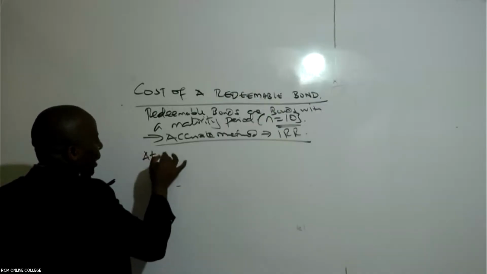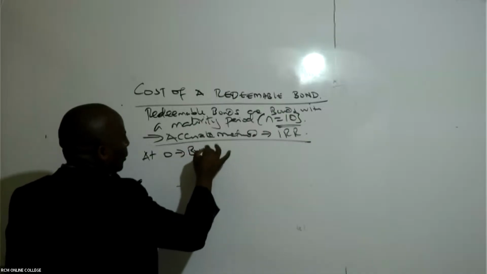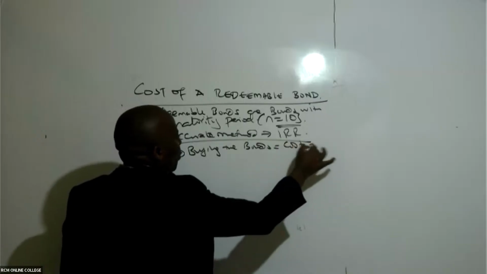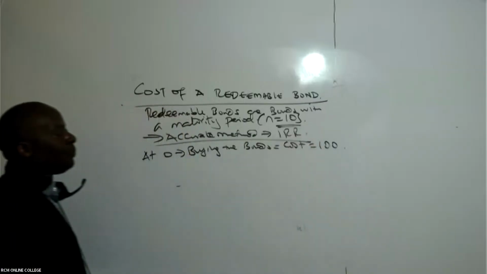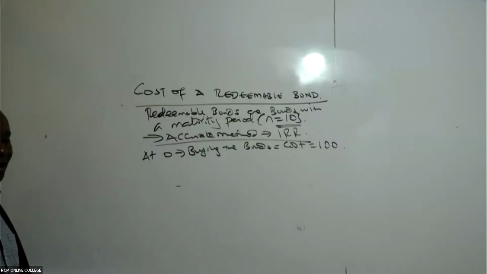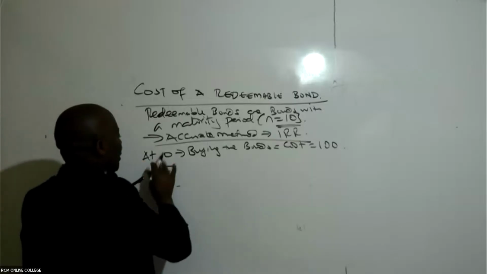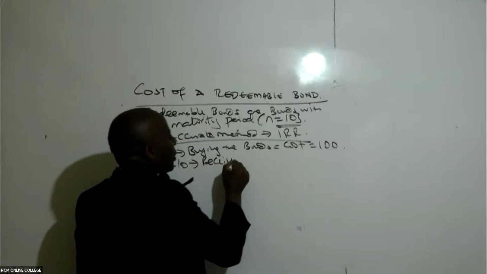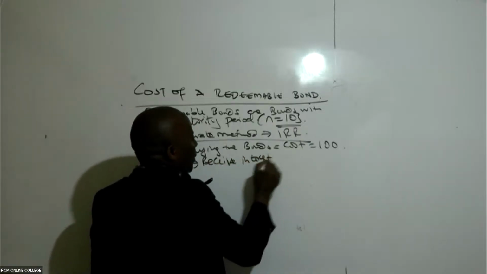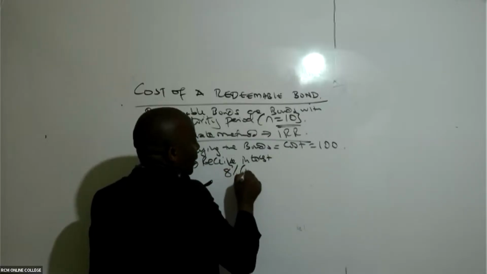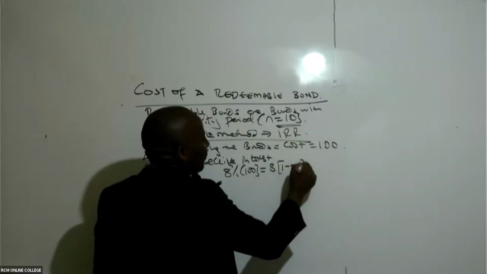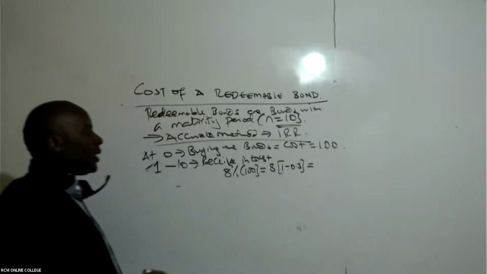So at time zero, when I'm buying the bonds, the cost will be at par, 100. That's what they have told us. And then from years 1 to 10, I shall receive interest. The interest rate is 8% over 100, which is 8, but this has to be tax adjusted.